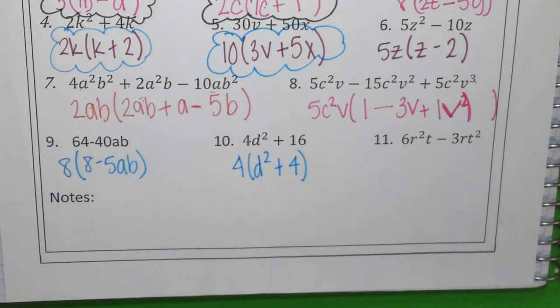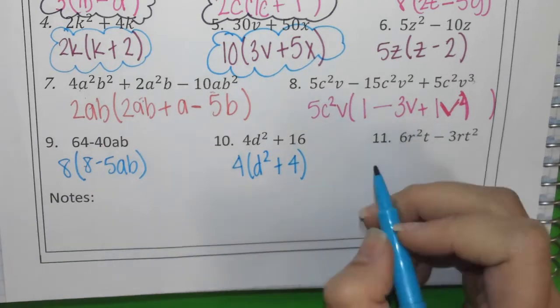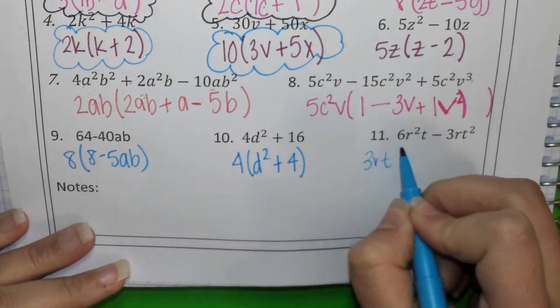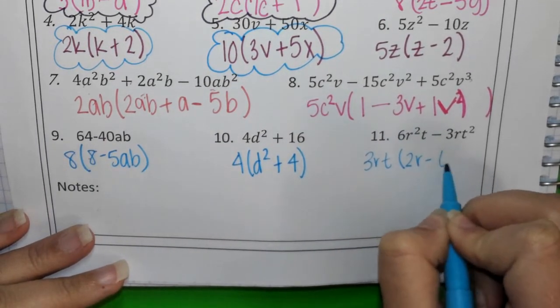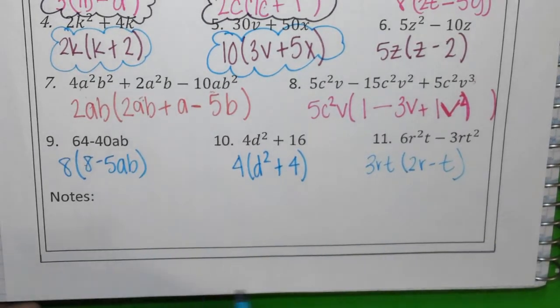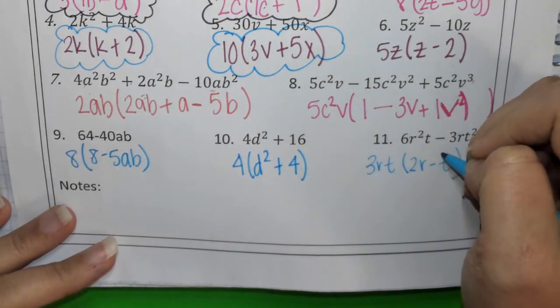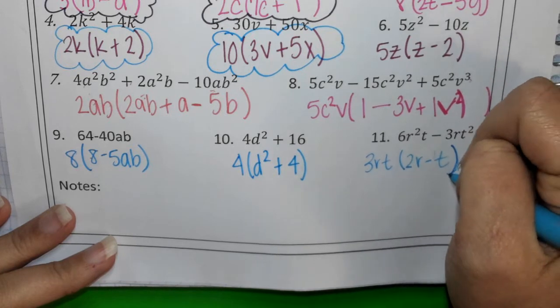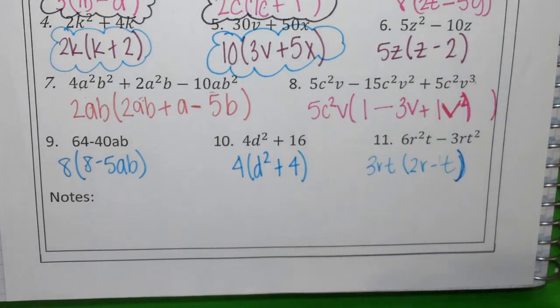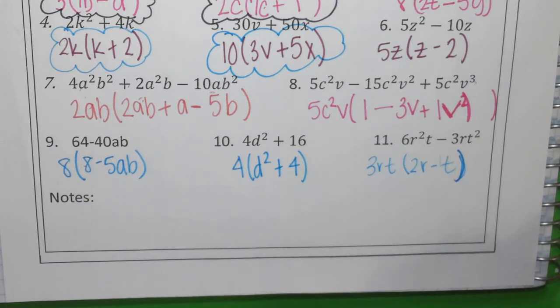Alright, what about on 11? 3RC, parentheses 2R minus C. Is it okay if I wrote a 1T? Yes, you can do that. You can write 1T. Do we need to practice some more? Or are we ready for our activity? I'm ready for the activity. Okay. Y'all can practice some more real quick.